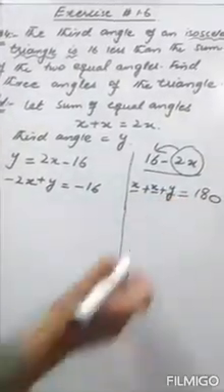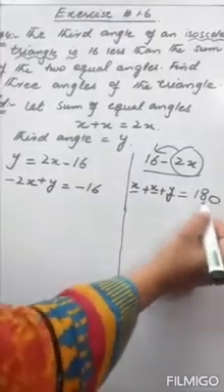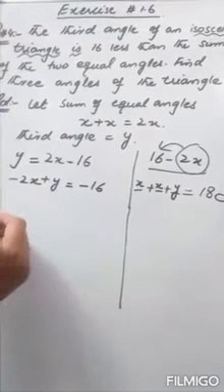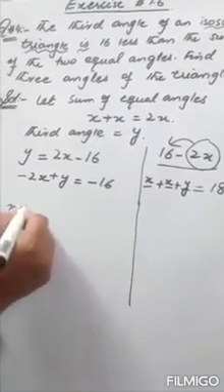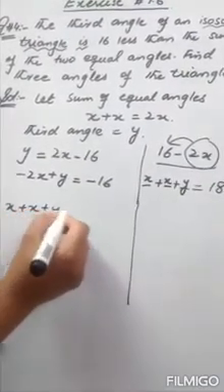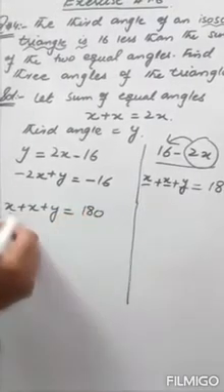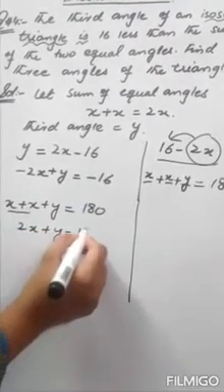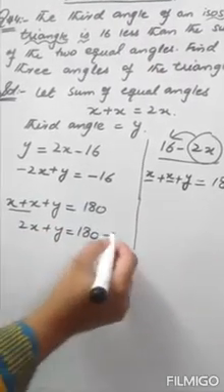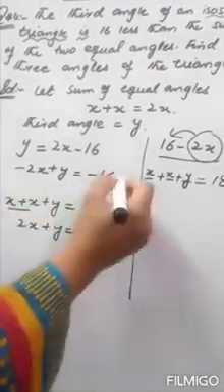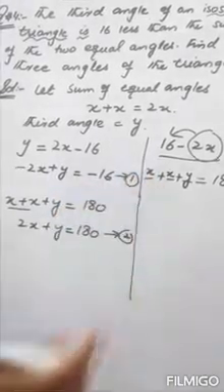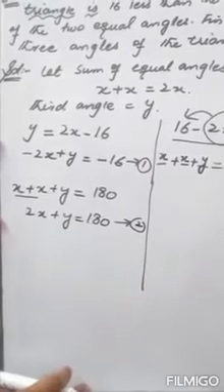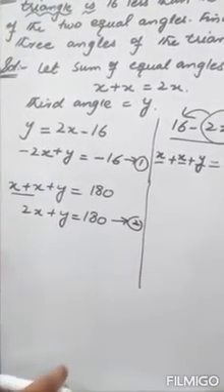So what will be the equation? According to the sum of the angles of the triangle, we can write x plus x plus y is equal to 180, and then x plus x is 2x, so 2x plus y is equal to 180. This is our equation number 2, and this was equation number 1. Now you will make its matrix form and then you can solve it with any method according to the demand of the question.